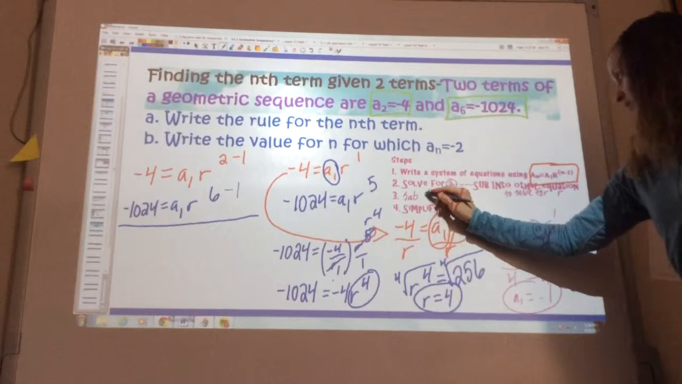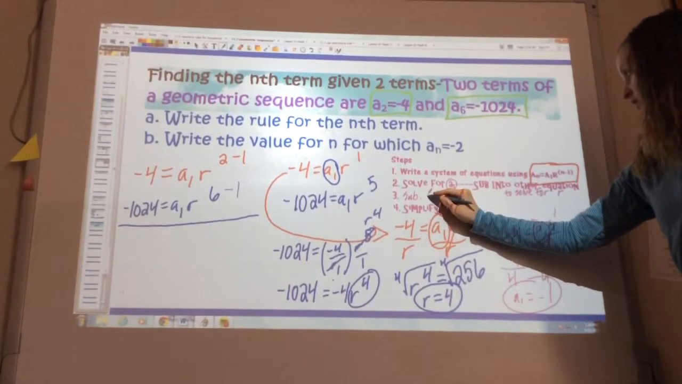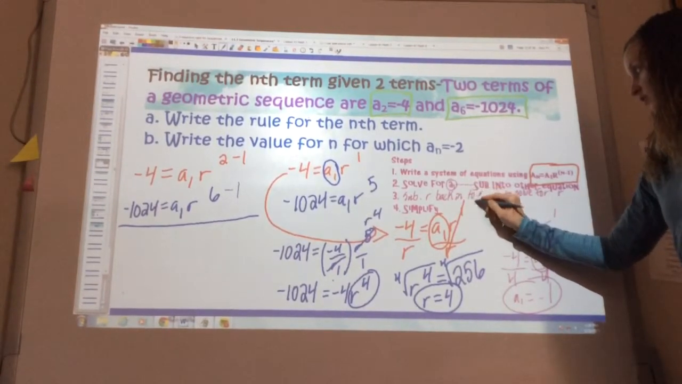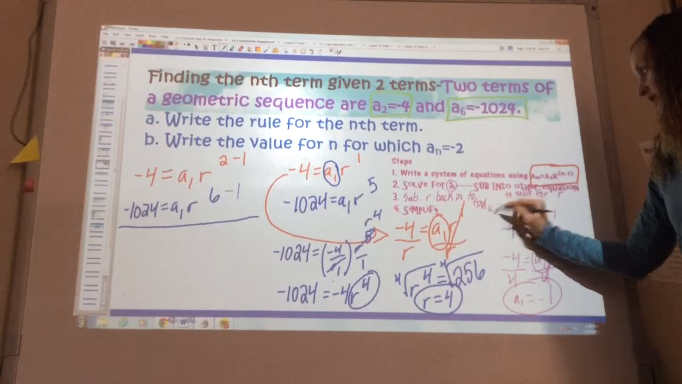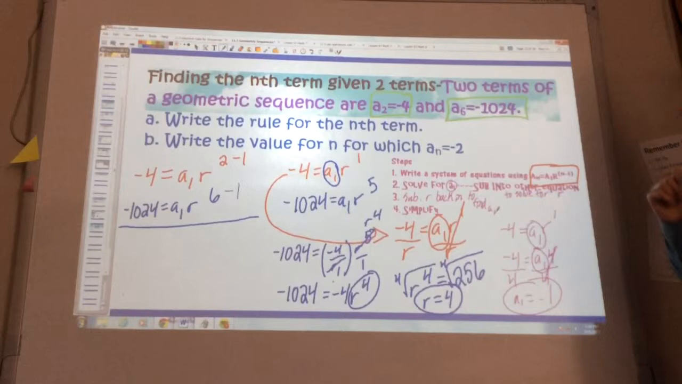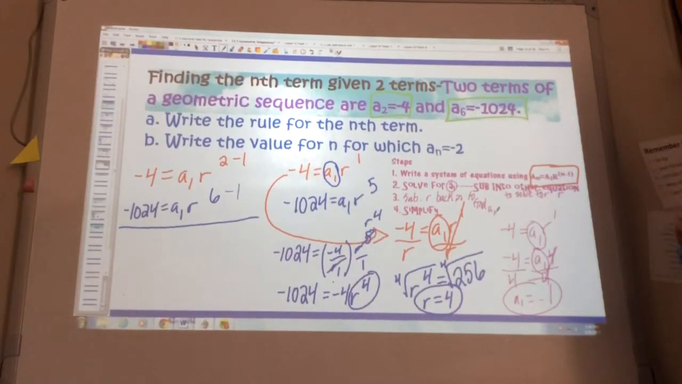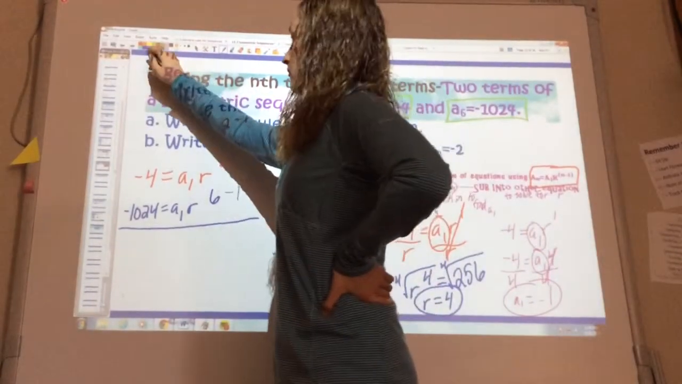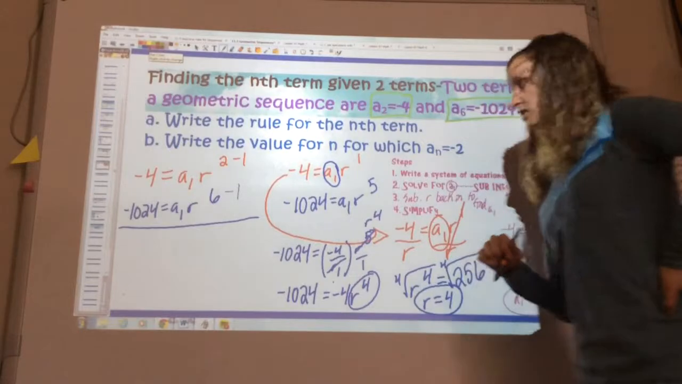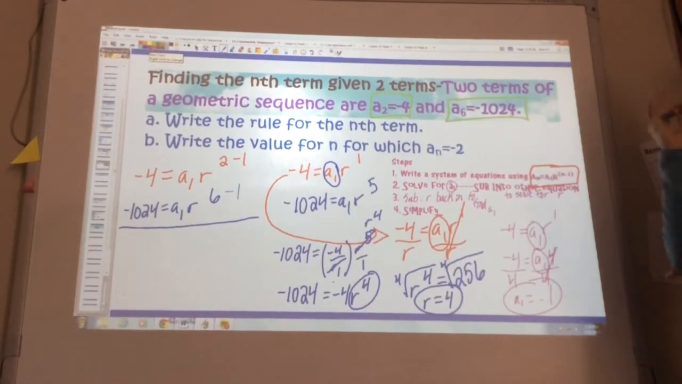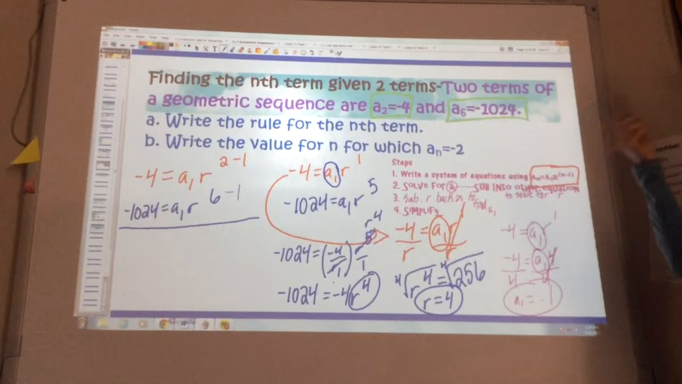So, sub r back in to find a sub 1. Fourth thing we have to simplify. What do we have to simplify? What's it asking for? What's the first equation? What's the first question it's asking?